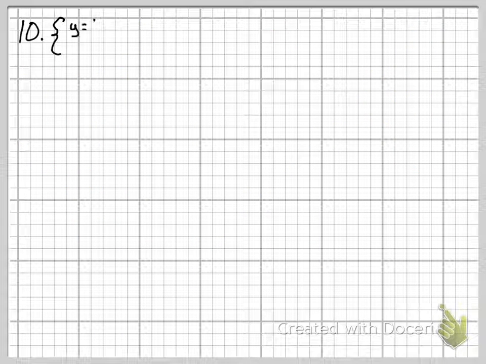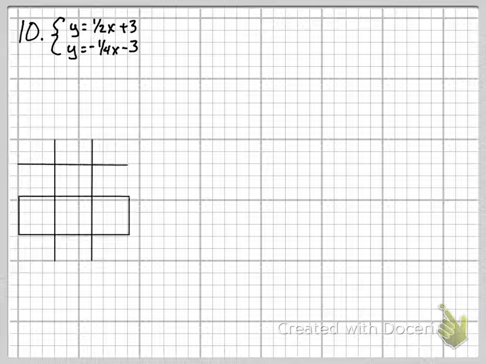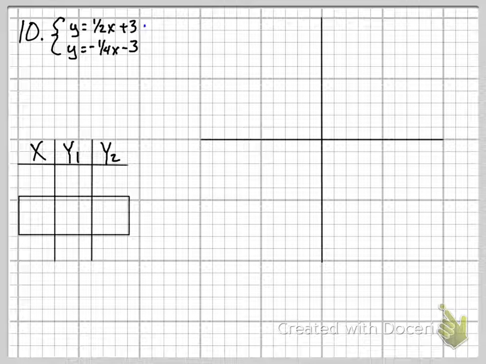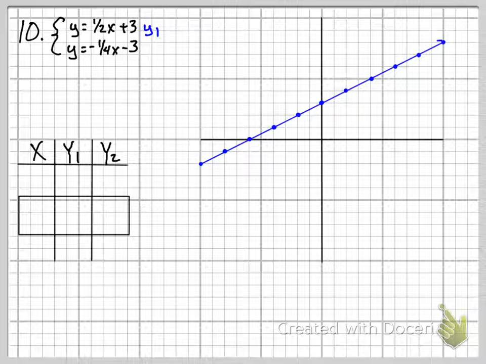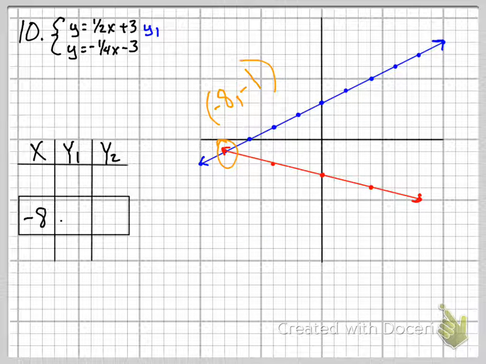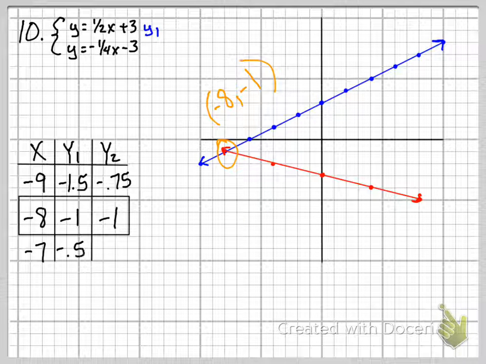Number 10. Y is 1/2 x plus 3 and y is negative 1/4 x minus 3. Okay, I don't have to do anything to get those into standard form. They're already in standard form. I graph my y1, graph my y2, find my intersection at negative 8, negative 1. Put my equations into my calculator, and I list them out on my table, and I box my negative 8, negative 1.